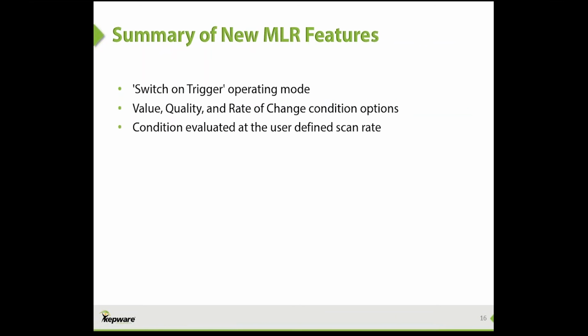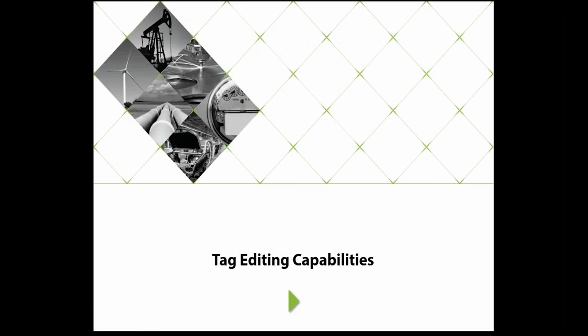So, a summary of the new features I've just demoed to you: the switch on trigger operating mode, very advantageous if you want to switch on something besides an overall system failure. You can switch when a specific value is obtained, the quality goes bad, or you're not getting an update in a certain amount of time, and a certain rate of change. And that condition is going to be evaluated at whatever rate the user defines. So that's it for media level redundancy.